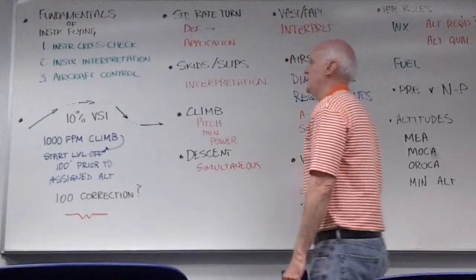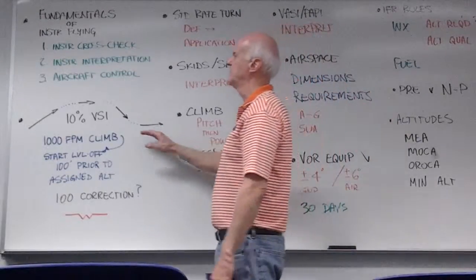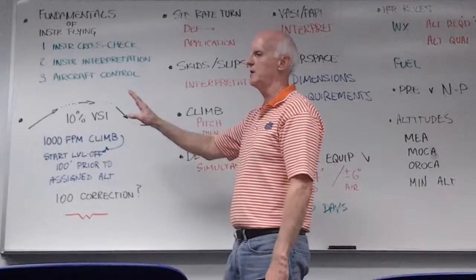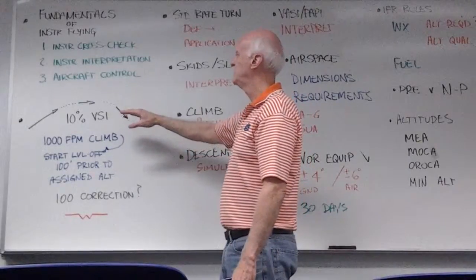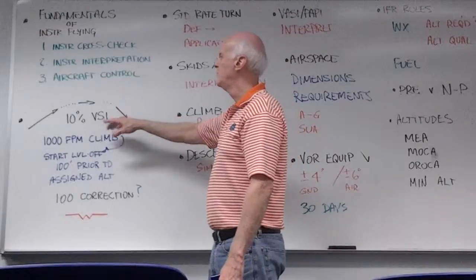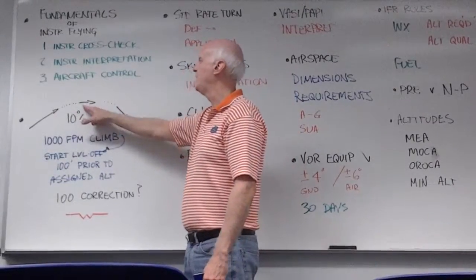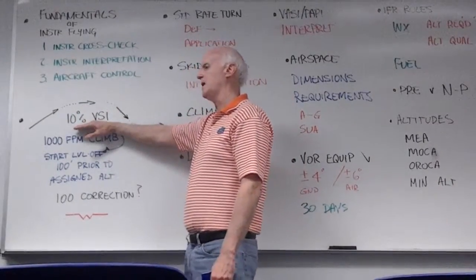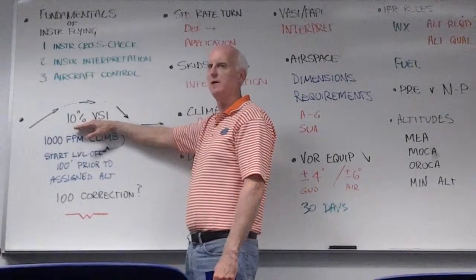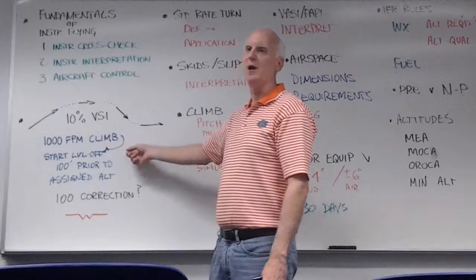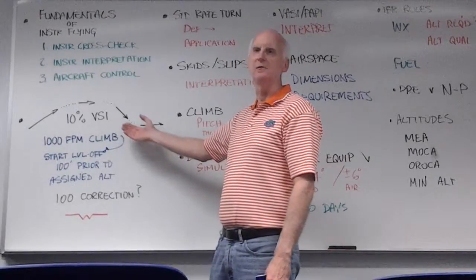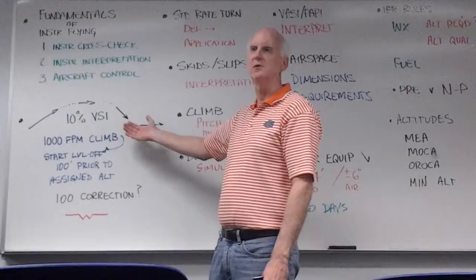All right? We didn't talk about this in particular, but I want to recognize we're going to do some climbs and descents. We'll take whatever time we've got here. We'll do the simulator. But what you want to do, if you're climbing and leveling off, the rule is 10% of VSI, vertical speed indicated, right? So if I'm climbing at 1,000 feet per minute, I would start my level off 100 feet prior to the assigned altitude or wherever I want to level off. Make sense? 10% of the VSI.